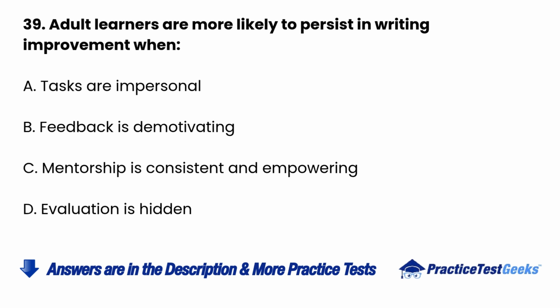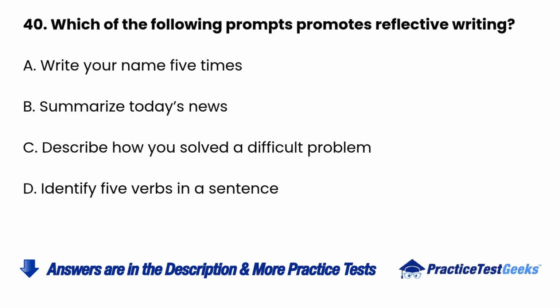39. Adult learners are more likely to persist in writing improvement when: A. Tasks are impersonal. B. Feedback is demotivating. C. Mentorship is consistent and empowering. D. Evaluation is hidden.